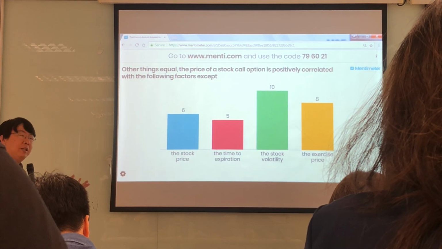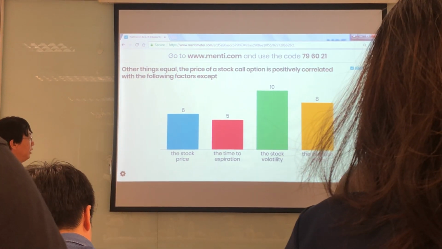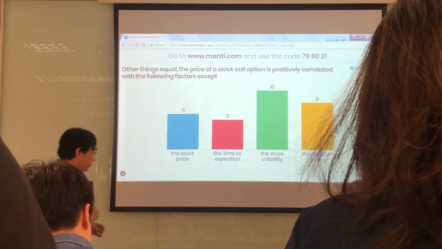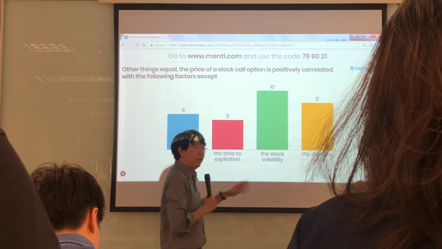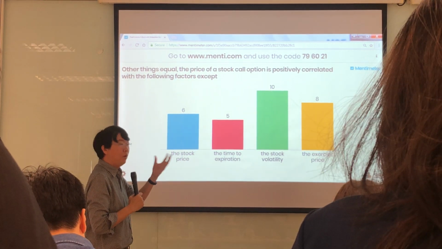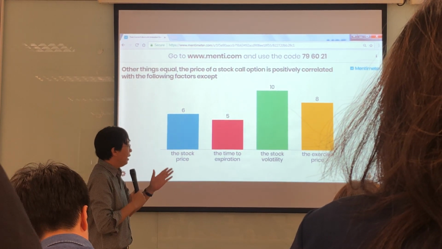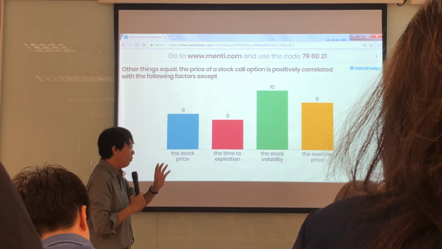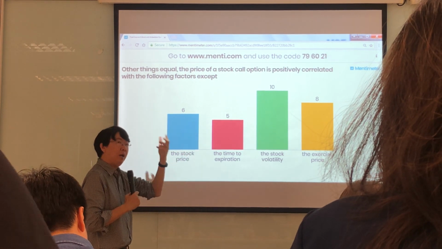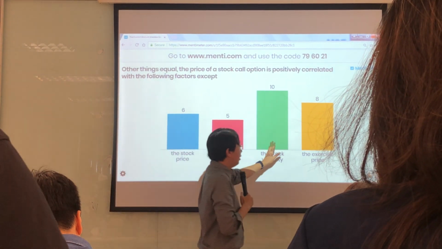For number 3, what is the stock volatility? You can think of it as the standard deviation, the stock price deviation. Stock volatility increases the chance for the call and the put to have a greater value, because when the volatility is high, there is the opportunity that the price would jump and make the value of the option positive. So this is also correct.